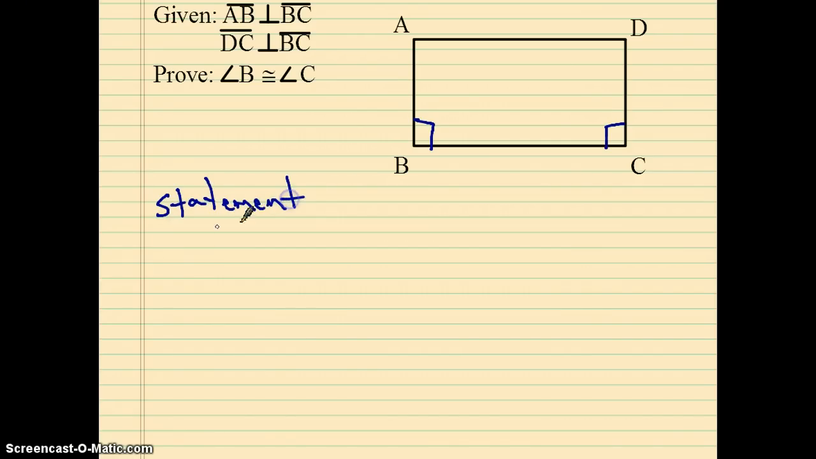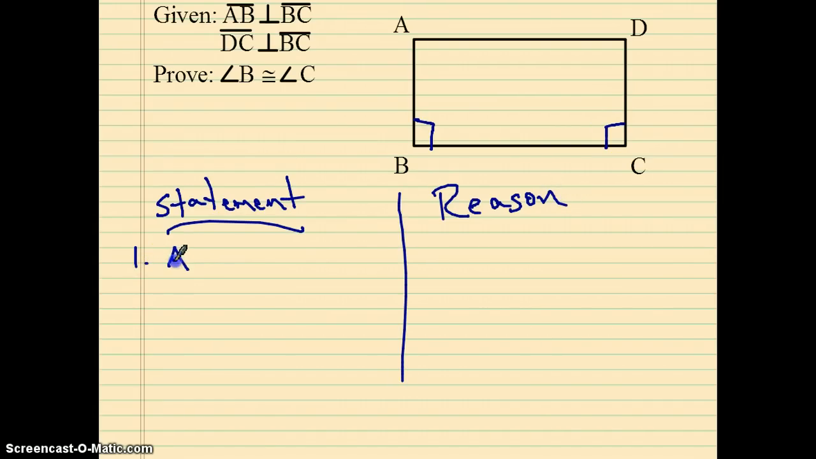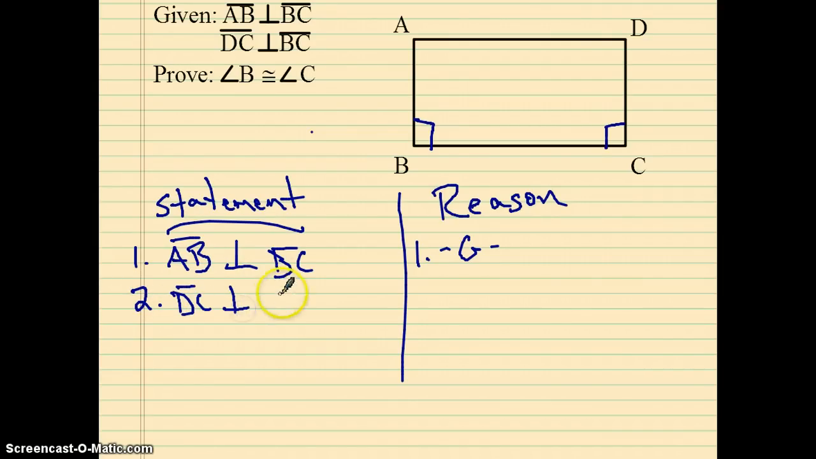So if we want to give a proof here, let's make our two columns for our statements and our reasons. Our first statement is just going to be our given: AB perpendicular to BC. We can state that because it was given to us. Our second step is our other piece of given information, that DC is perpendicular to BC. And what can we conclude from that? Well, we can conclude what we just did on our diagram. We just drew that angle B is a right angle.